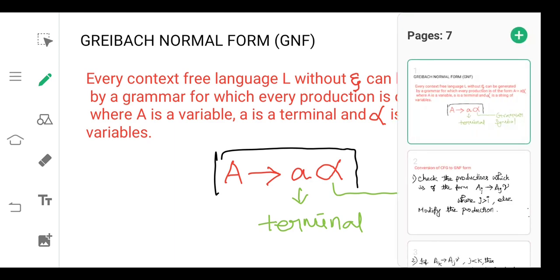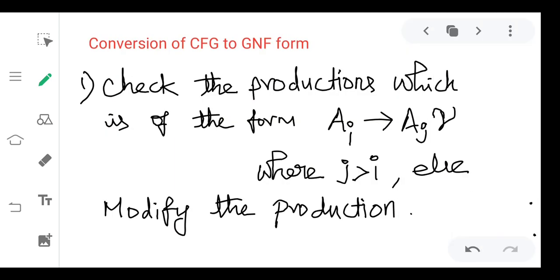In order to apply this Greibach normal form, we have to follow certain steps. Before applying it, we have to check that the grammar is free from useless productions, unit productions or null productions. After eliminating all those, we can apply the Greibach normal form. Step 1 is we have to check the productions of the form Ai produces Aj gamma.